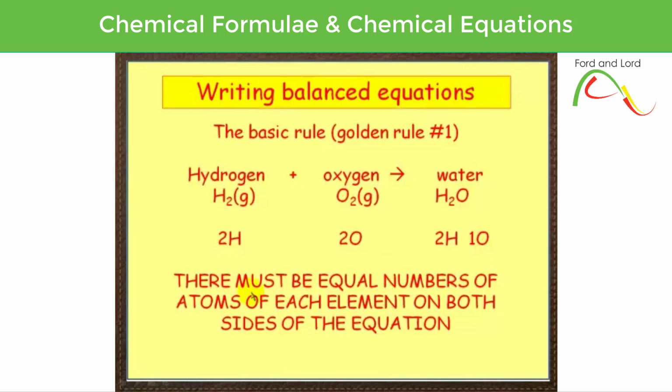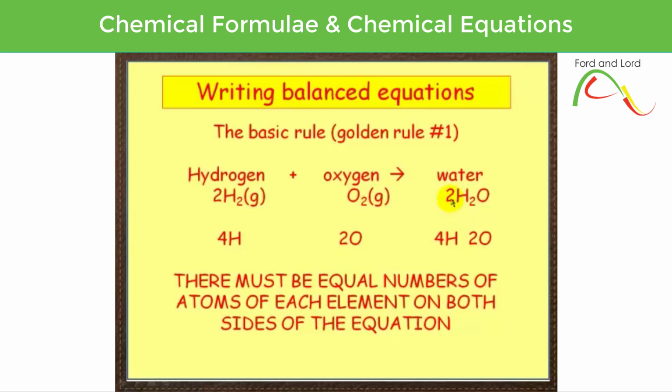Now I've got a problem here because this is a golden rule. There must be equal numbers of atoms of each element on both sides of the equation. So we're okay with hydrogen, 2 there and 2 there, hunky-dory, no problem. But look, 2 oxygens there, only 1 there, bit of a problem, isn't it? This is where balancing equations comes in. That equation is wrong. So now we need to get some more oxygen. This is what we've done. If we put a 2 there, 2 oxygens, fine.